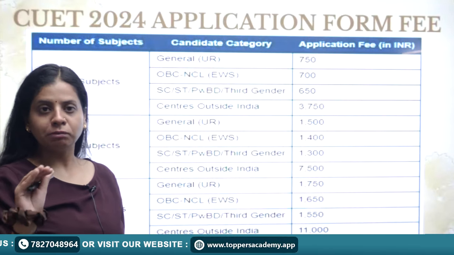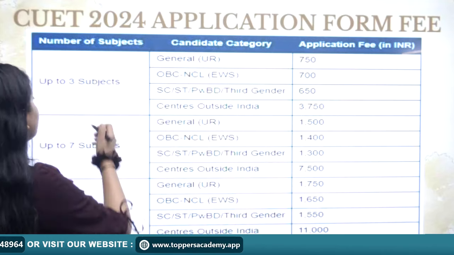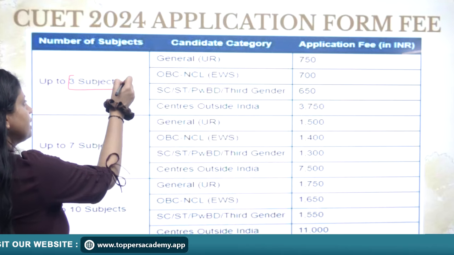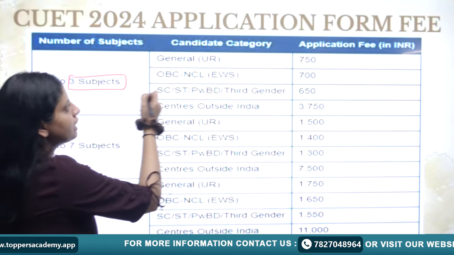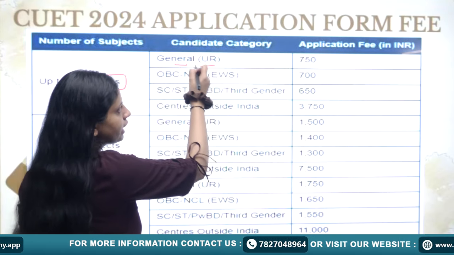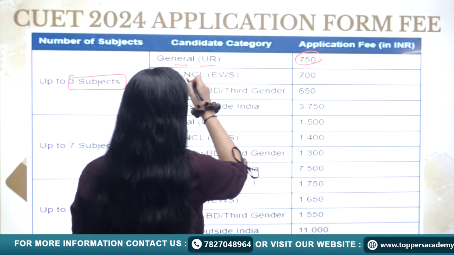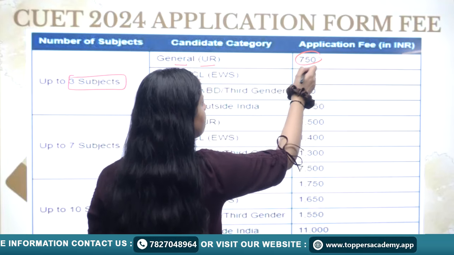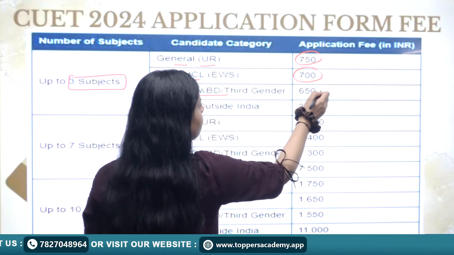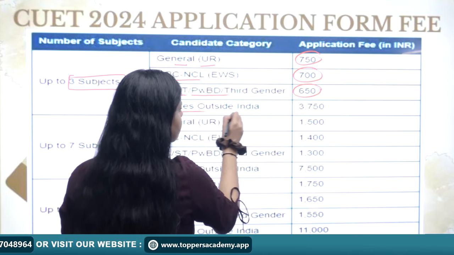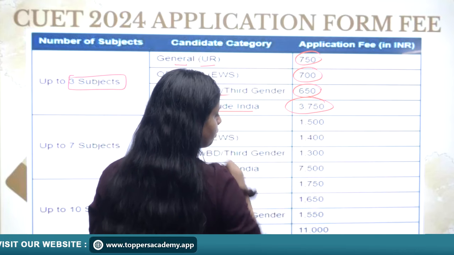If we talk about your fee, it depends on your domain subjects also. If you take three domain subjects, so for UR, for the general category, the fee is 750. For your OBC, non-creamy layer, it will be your 700. For your SC/ST, it will be 650. For your centers outside India, it will be 3,750.